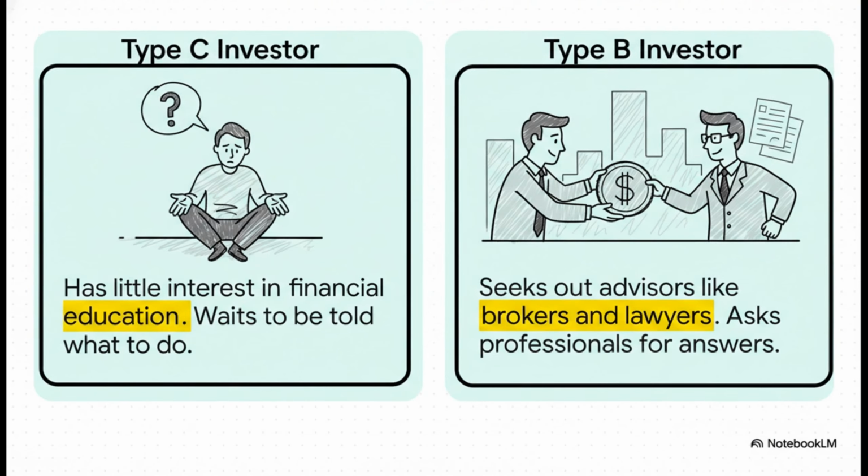So let's put these different approaches side by side and see how they really stack up. You can really see the progression here, can't you? Type C is totally passive, just waiting for instructions. Type B is definitely more active, but they're still a consumer of advice. They're looking for someone else to give them the answers, which means they're basically outsourcing all the strategic thinking.